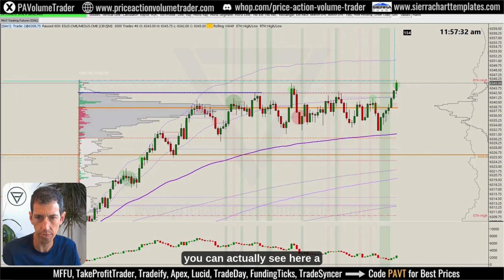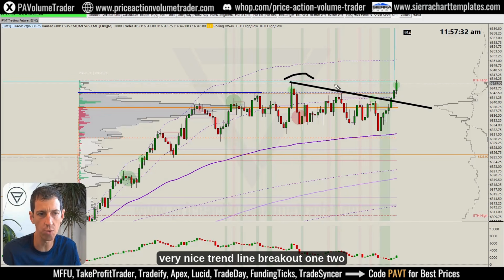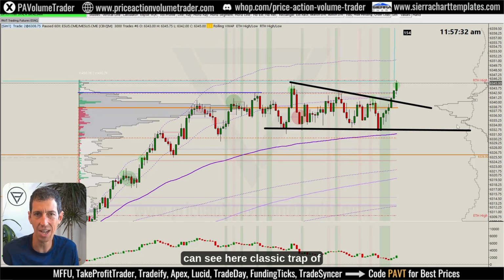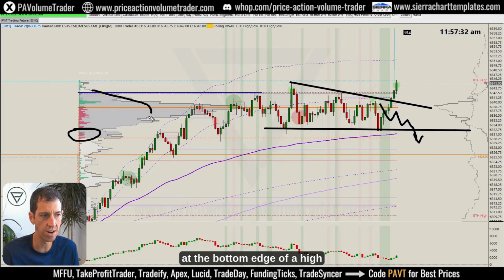Okay, and you can actually see here a very nice trend line breakout, 1, 2, 3 touches, and breakout on the fourth. Which I always say, fourth touch of a trend line is when the highest odds that we can really start getting a breakout come. But you can see here, classic trap of putting in what looks like compression, and we're looking for this to just break down, but we are at the bottom edge of a high volume node.